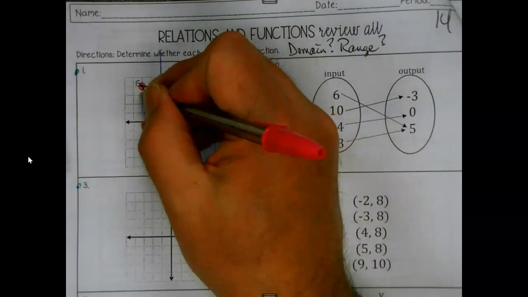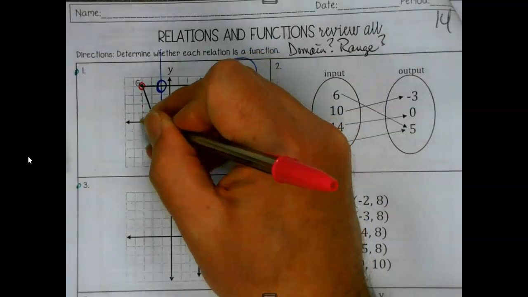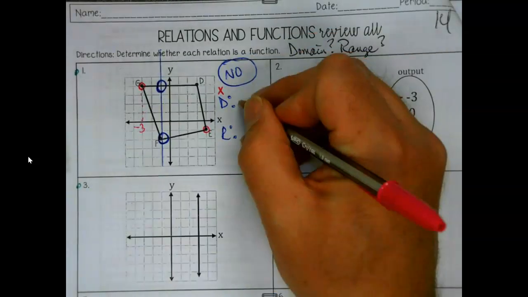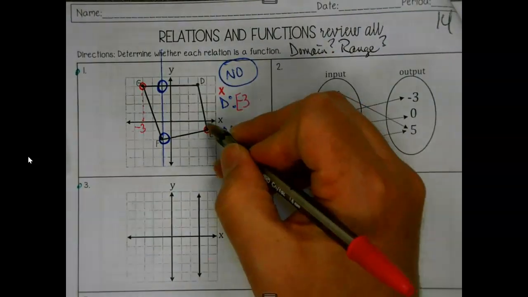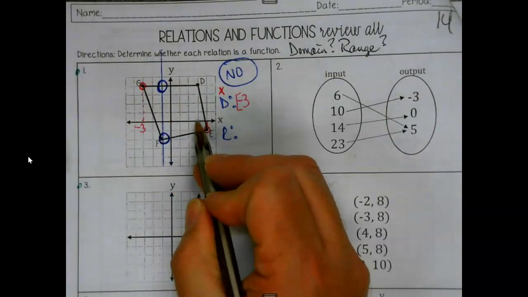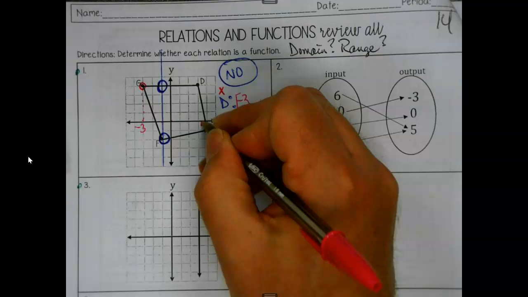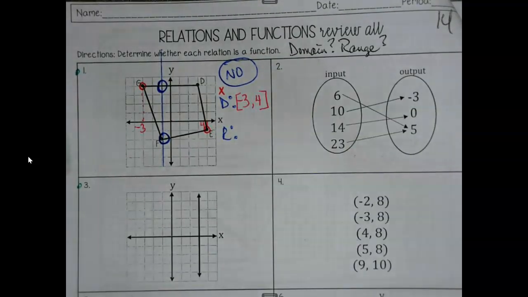So if I count this back down, -1, -2, -3, and my furthest point to the right is right here, 1, 2, 3, 4. And I'm going to use interval notation to show the furthest point left and the furthest point right.